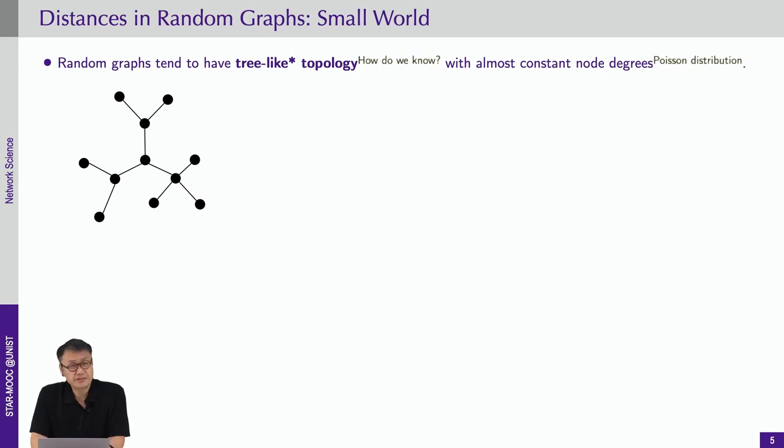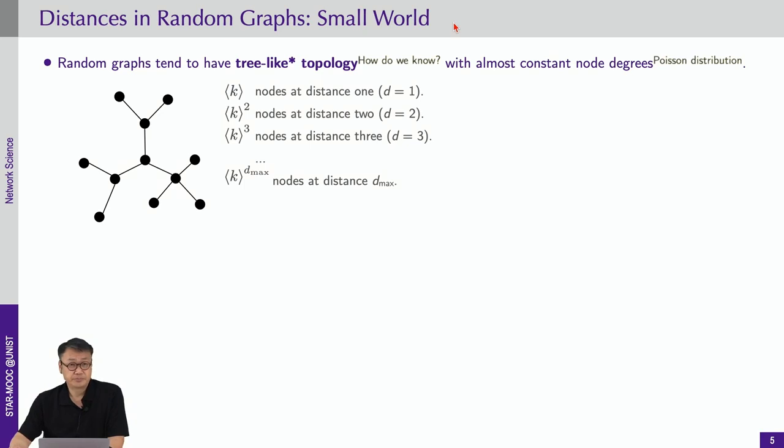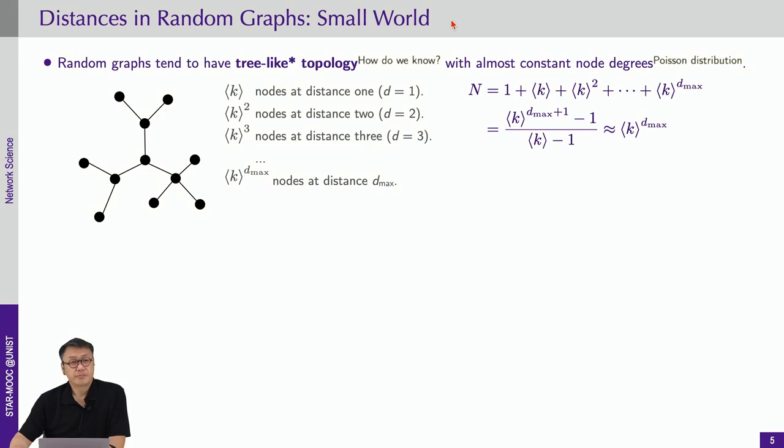This observation allows us to compute the number of neighbor nodes as a function of distance from the node. So roughly speaking, the sum of all these d-step neighbors should be the total number of nodes n. Right? So here, d max is the network diameter. Furthermore, the sum of this geometric sequence can be approximated as the mean degree to the power of the diameter of the network.